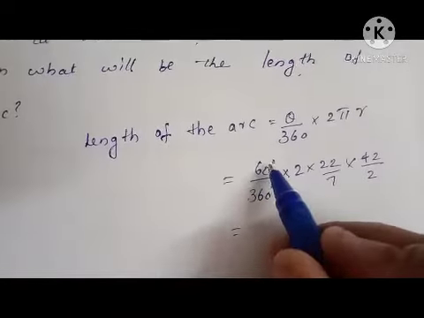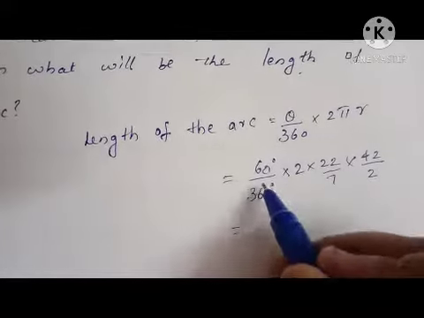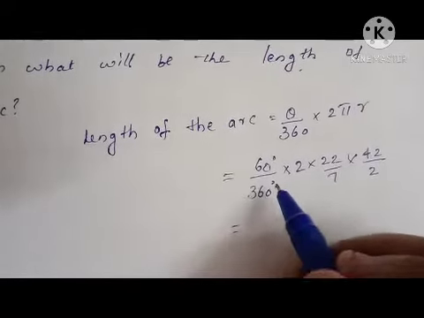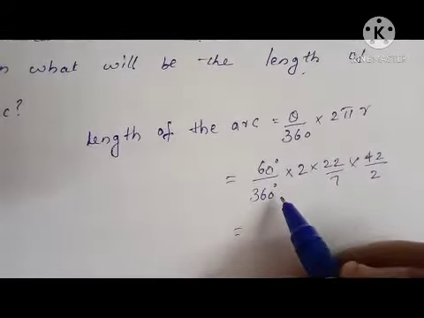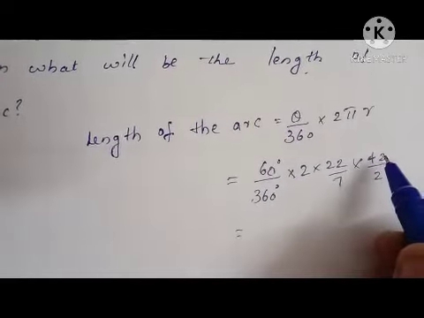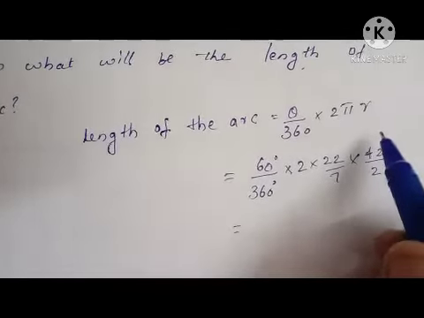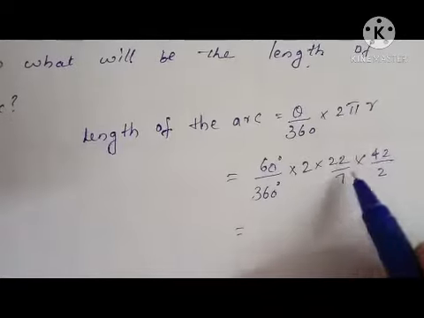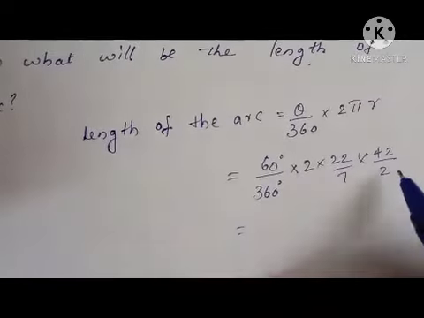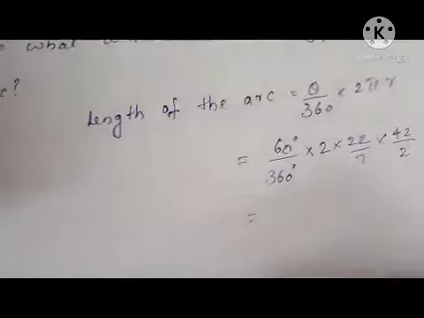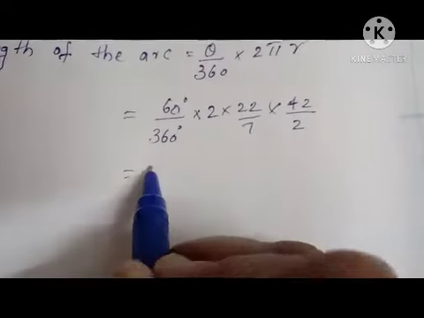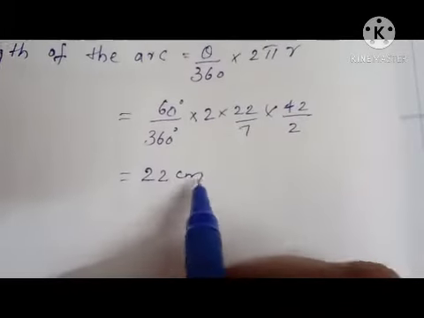So here we can cut the zeros. Then 6 and 36, 6 times. Then that 6 and 2, 3 times. That 3 and 42, what will we get? 14. Then 14 and 7 you can cut. Then 2. That 2 and 2 you can cut. Then what will be the last answer? Last answer will be 22 centimeter.